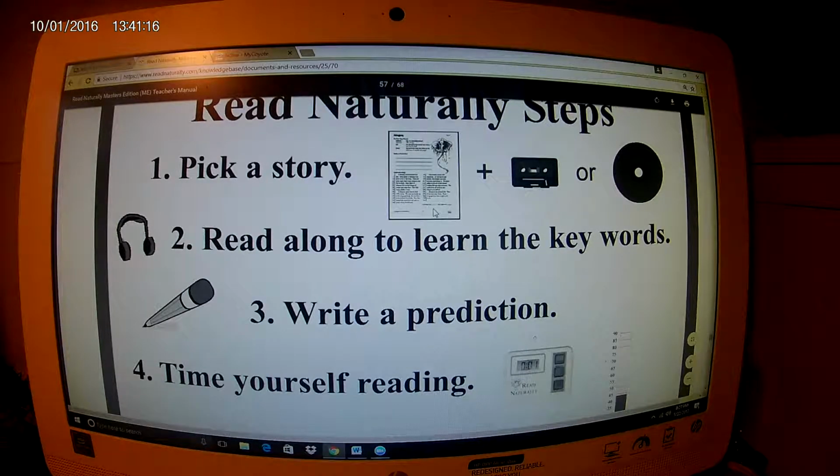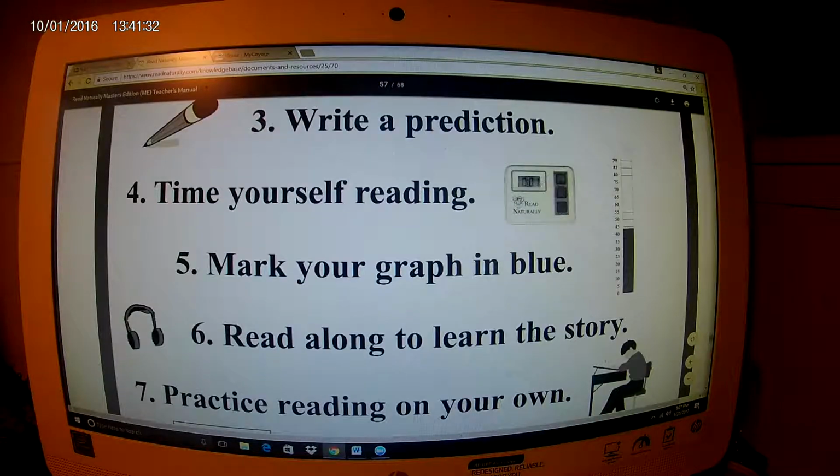So here's the key. You can also do it with English language learners, which is great because they have the stories in Spanish. You can get it on audio or CD. So what Read Naturally says is to let them listen to it, to let them pick the story, let them read along to learn the key words with the story, and then they write a prediction, and then they time themselves. Well, this is where we come in.